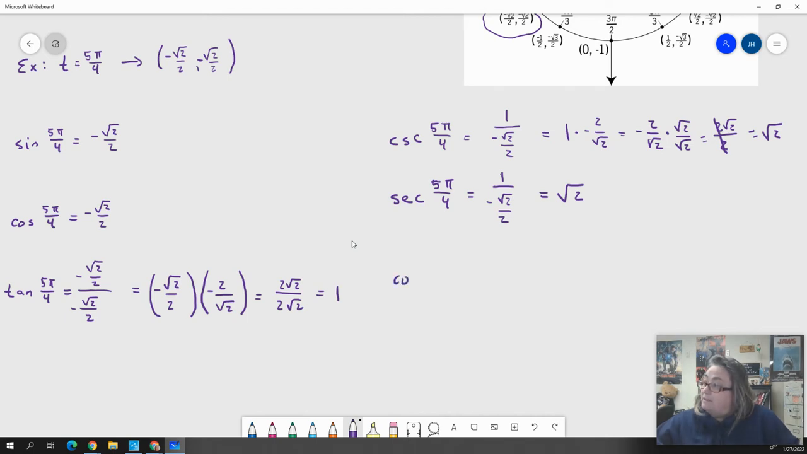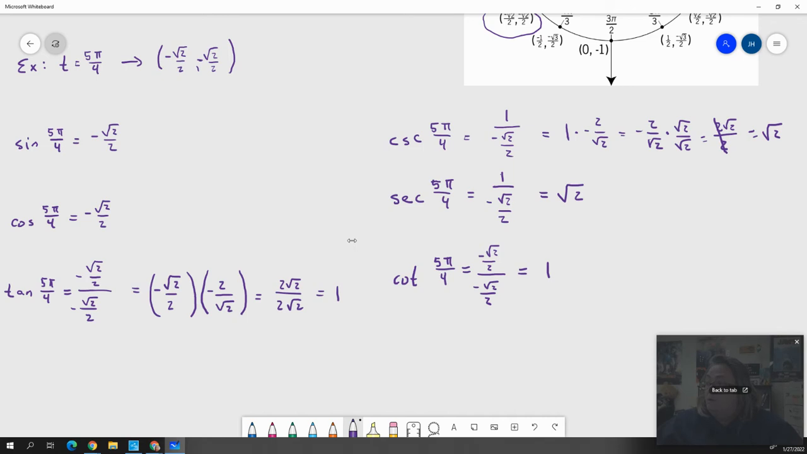Cotangent, on the other hand, is the inverse of tangent, right? Which is saying x over y, right? The tangent is y over x, the cotangent is x over y. But if you notice, our x and our y are the same. It would still be negative radical 2 over 2 over negative radical 2 over 2. And we have done all of the math on that already. So we know that it just equals 1, right?